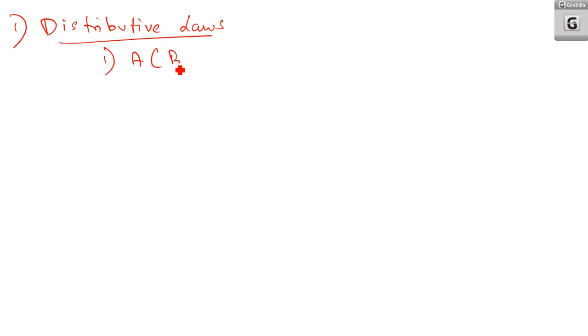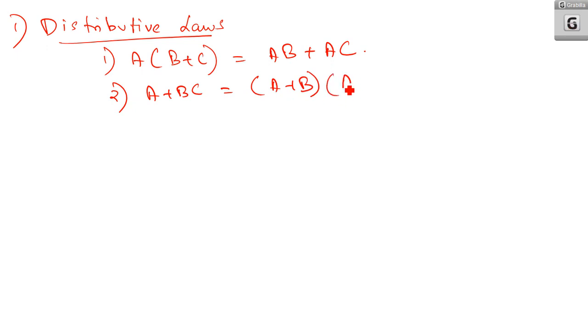So coming to the first one, the distributive laws. The first distributive law is A and (B or C) is equal to A and B or A and C. The second law is A or (B and C) is the same as (A or B) and (A or C). These are the two distributive laws.